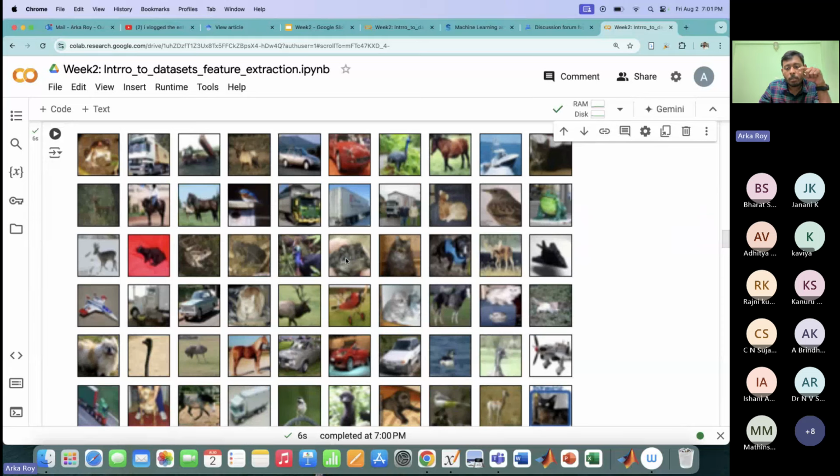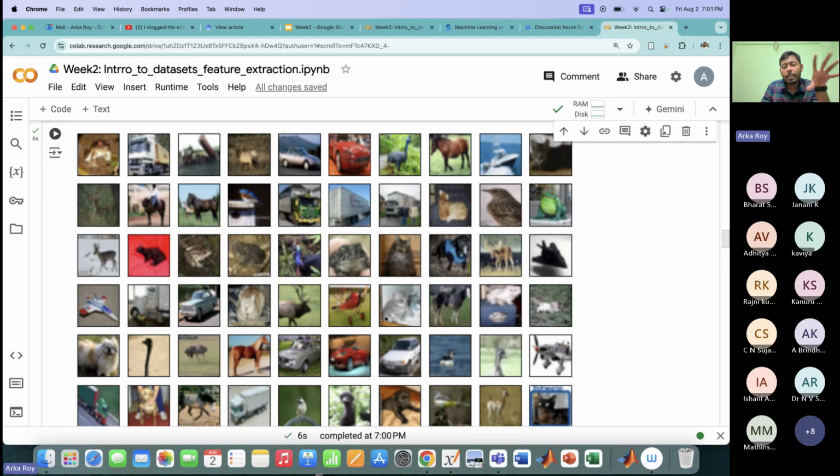If you see this particular frog in only a single image, instead of a 10 by 10 grid, if you plot this frog solely, you would not be able to understand whether this image belongs to a frog or not. For example, this is a cat. So this is also a cat. The image resolution is quite poor.